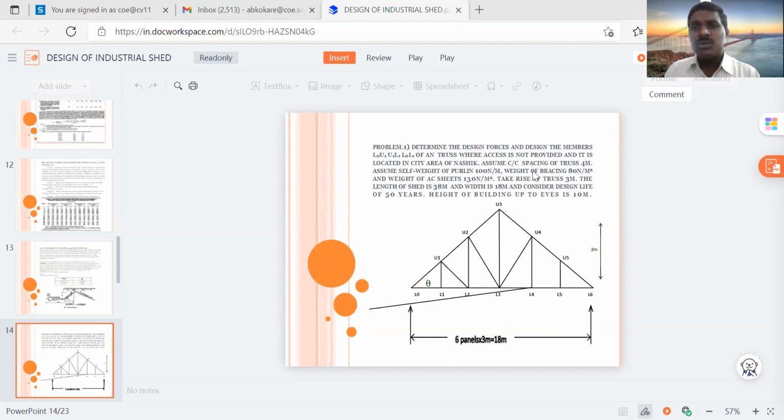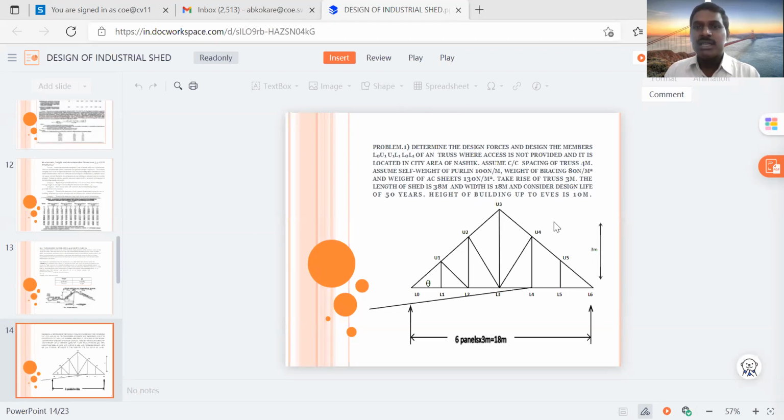Assume center to center spacing of trusses 4 meter. Assume self weight of purlin 100 Newton per meter, weight of bracing 80 Newton per meter square, and weight of AC sheet 130 Newton per meter square. So this is the given data. Take rise of truss as 3 meter. The length of the shed is 38 meter and width is 18 meter. Consider a design life of 50 years. Height of building up to the eaves is 10 meter, it means up to the bottom support, the height of building is 10 meter. So this is the given data.